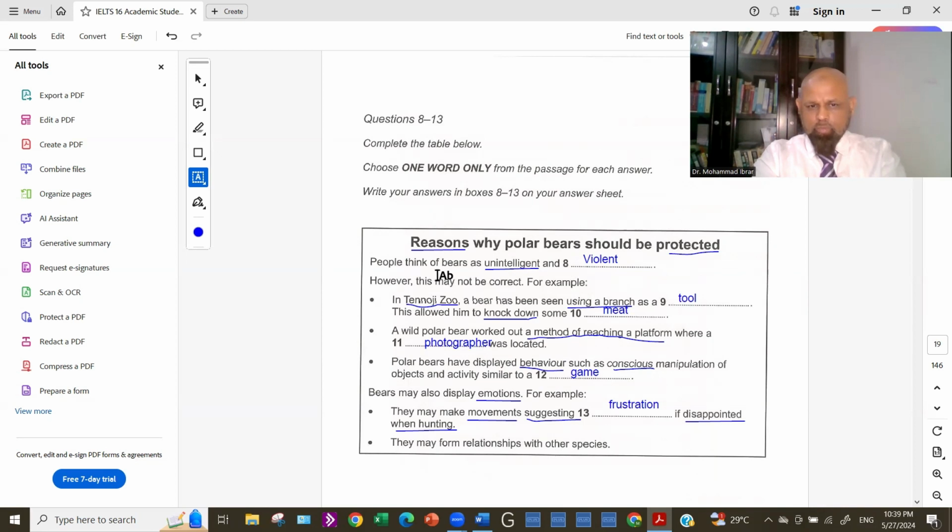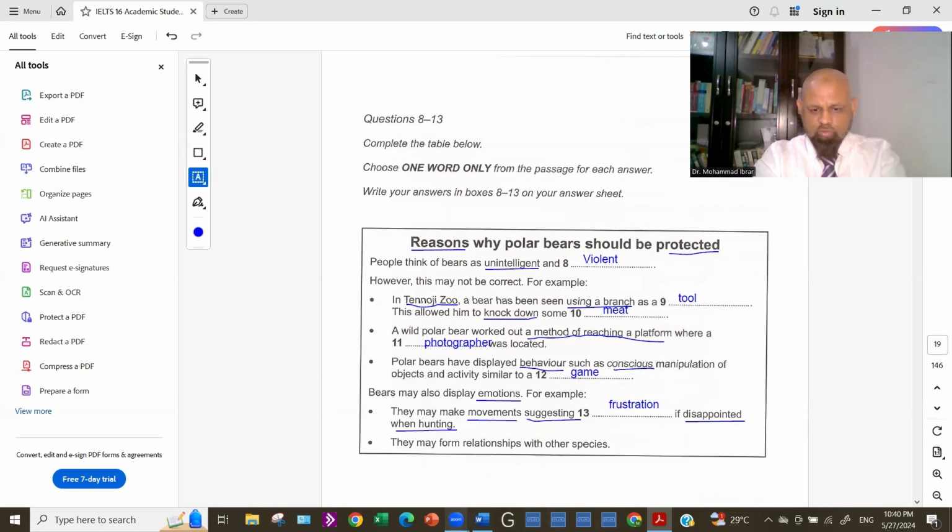Now, people think of bears as unintelligent and violent, correct? Using a branch as a tool. This allowed him to knock down some meat, okay? So meat is a noun, uncountable noun, so some is used. A wild polar bear worked out a method of reaching a platform where a photographer. So before job, we use a, and then game, again, a game, noun, frustration, yeah, some kind of emotion.